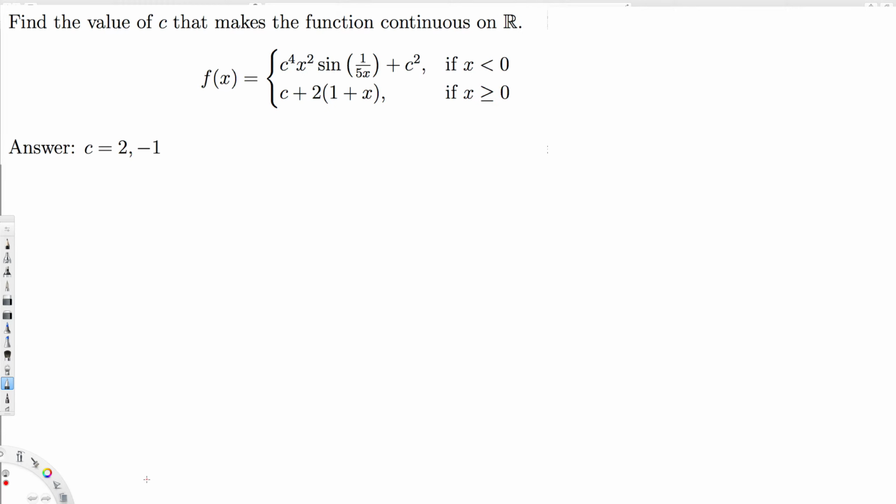We have this question right here. It's asking to find the value of c that makes the function continuous on R, and we have this equation right here, which is the one we have to derive. First of all, in this case, they have given one piece for x less than 0, this is the value, and another for x greater than or equal to 0, this is the value.